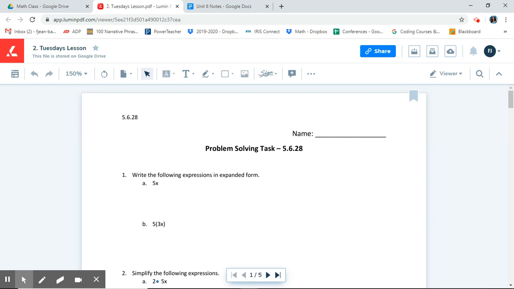To begin our problem solving task, number 1 asks us to write the following expressions in expanded form. You're going to first do part A and part B, and then you're going to come back and we're going to discuss. Go ahead and pause the video now.